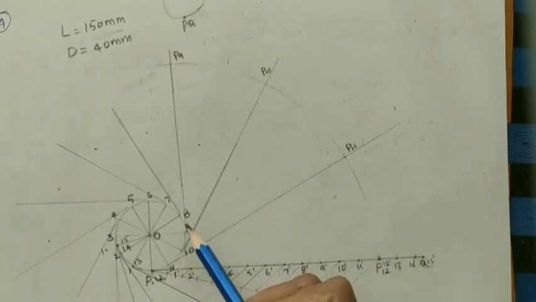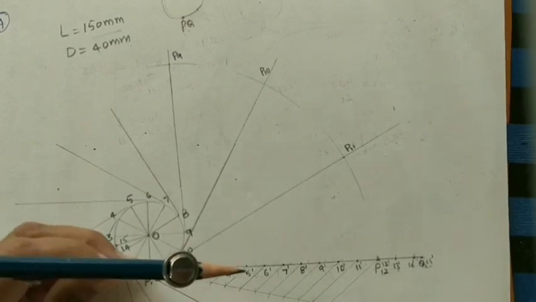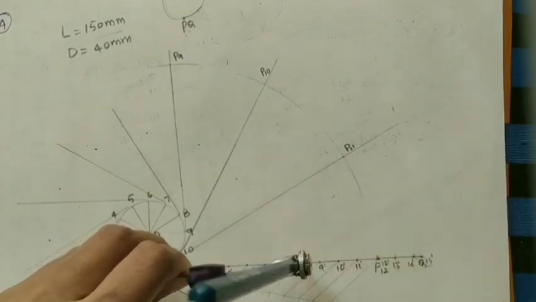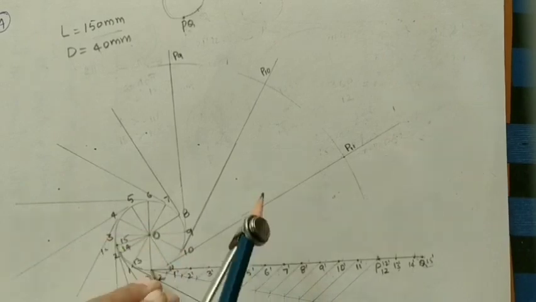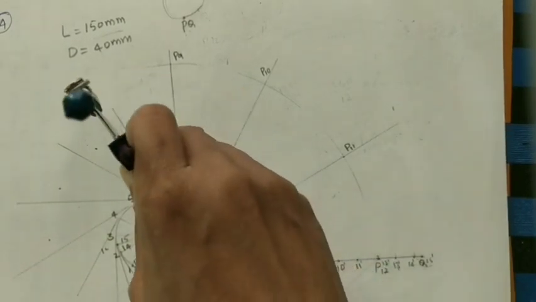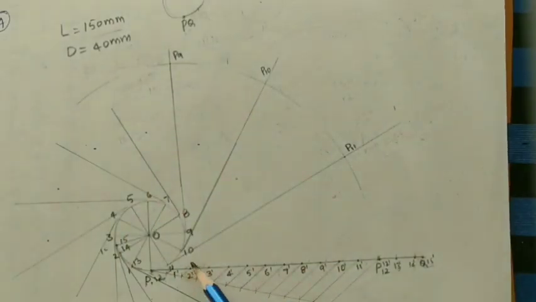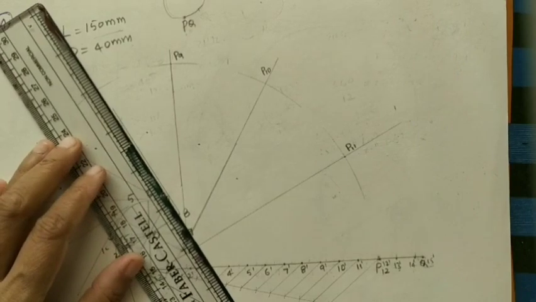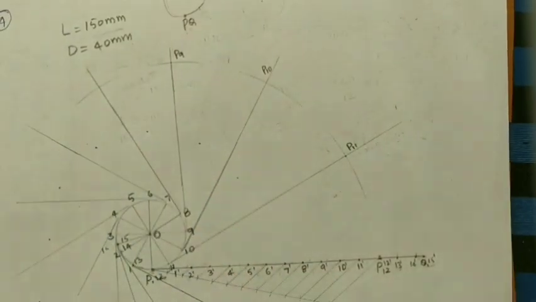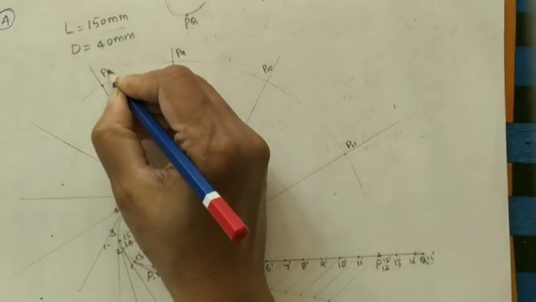After P9, mark P8 on the 8th one. P8 means P to 8 dash. Take this length, mark on the 8th one like this. Here also extend the tangent. Just now I told extend some length like this. Now this point is on the 8th tangent, that's why it is P8.